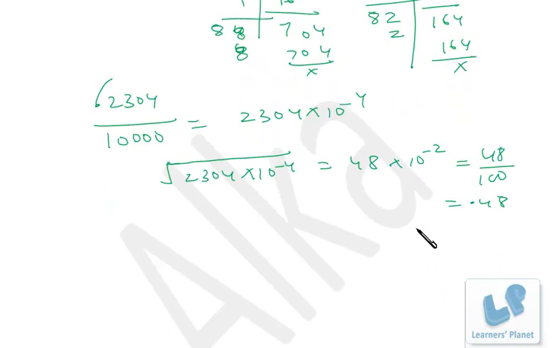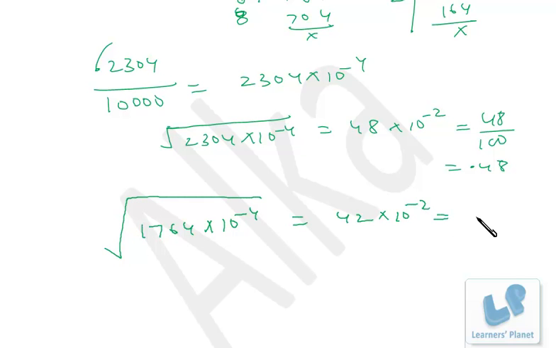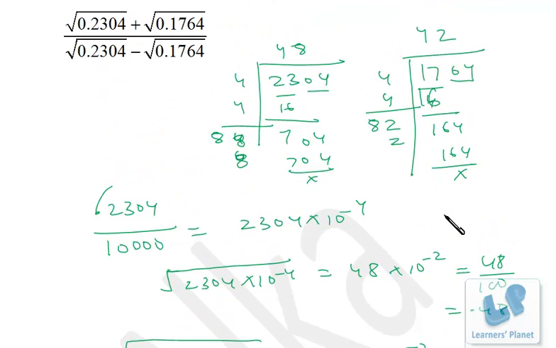0.42. So that's 1764 into 10 raised to power minus 4. So that's 42 into 10 raised to power minus 2. So that's 0.42. Okay. Now you got the value of square root of 0.2304 and square root of 0.1764.